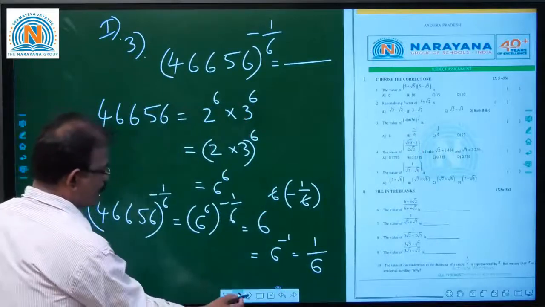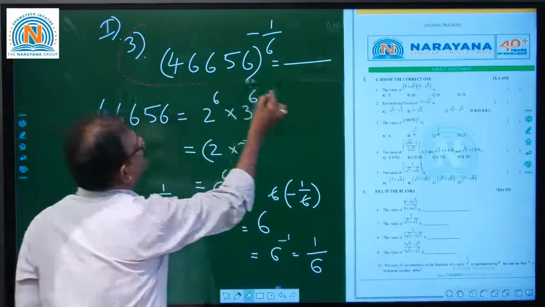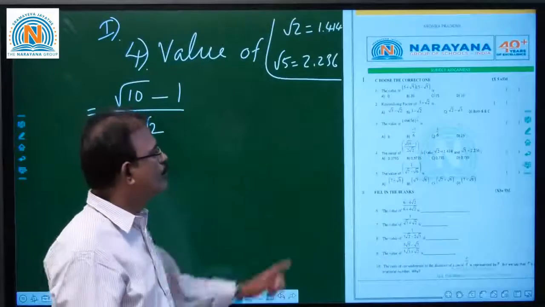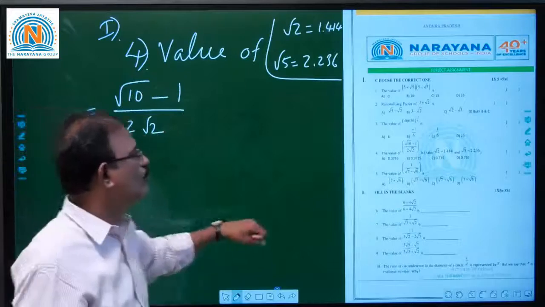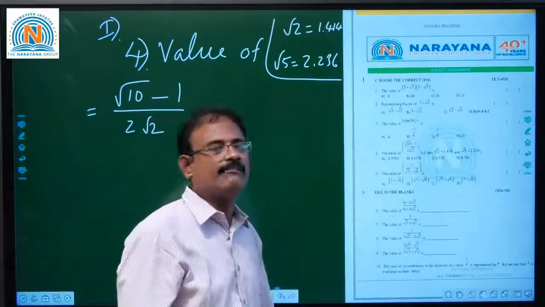Okay children? Come back to the fourth one. Come back to our next question, the fourth one. Find the value of root 10 minus 1 by 2 root 2 up to 3 digits if possible.